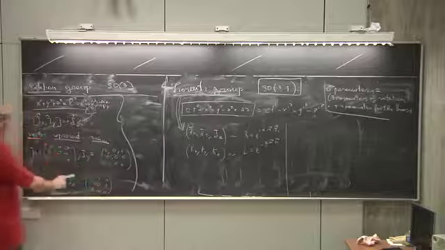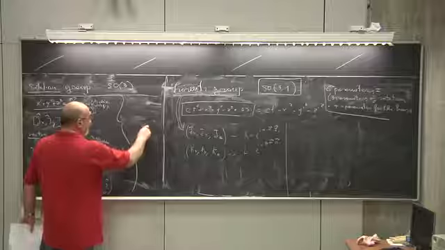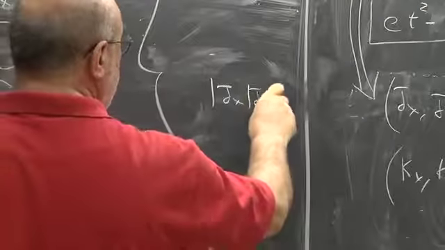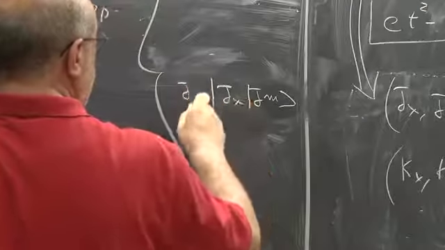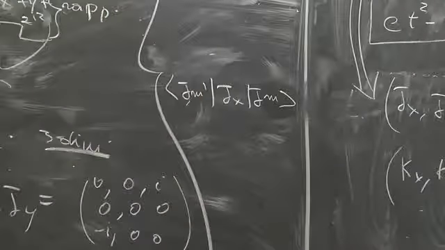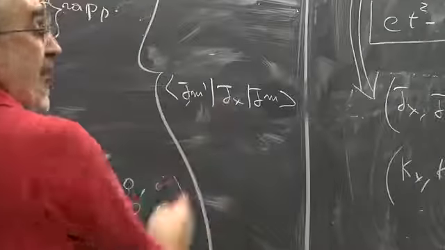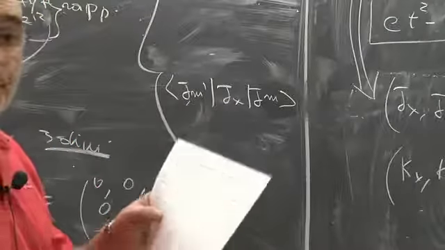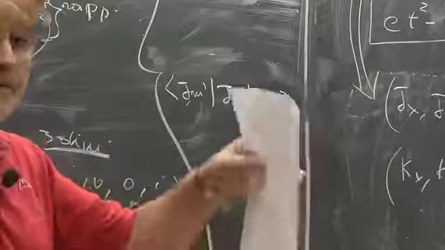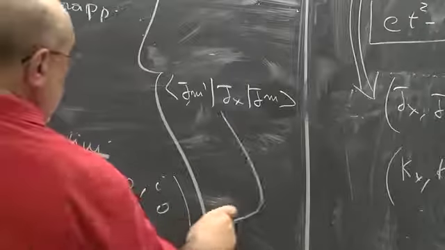Go back and see how you obtain this. You obtain this in this manner. You took Jx and sandwiched it between Jm and Jm prime. This is how you obtain these elements. You remember? Go back and see that. Then you transform Jx into J plus and J minus. You see how they act on Jm and so on and so forth, and you go on. And then you get these elements. So these are obtained in this manner.